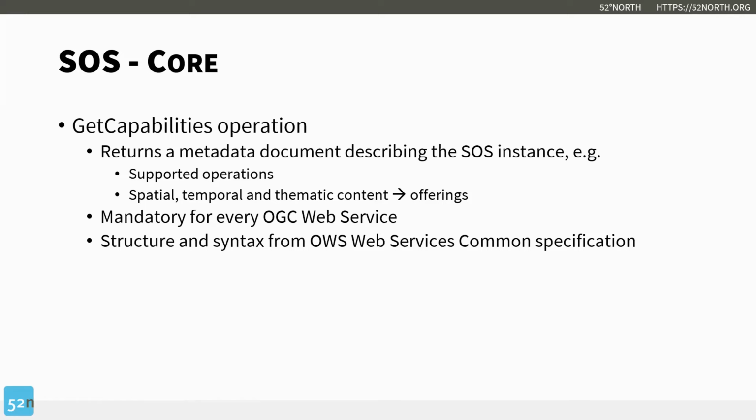Basically, this is specified in a way that it is in line with all other types of OGC services, at least the conventional OGC services. So GetCapabilities is an operation which is mandatory for all conventional OGC services. And here also SOS goes back to this common foundation of specifications.